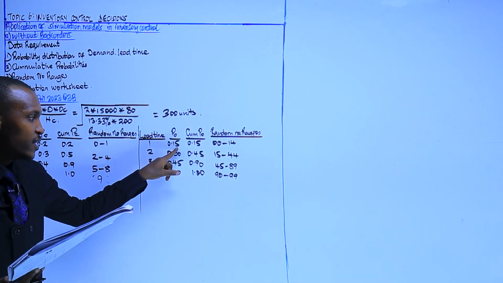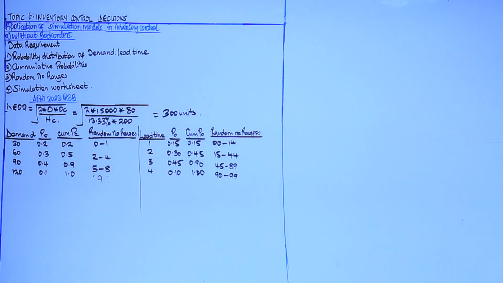So these are in ones, so the random number will also be in ones. These probabilities were in tens, so the random numbers should also be in tens.